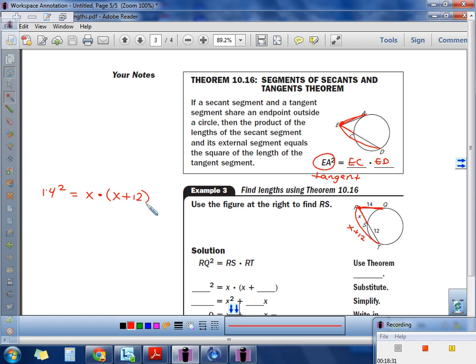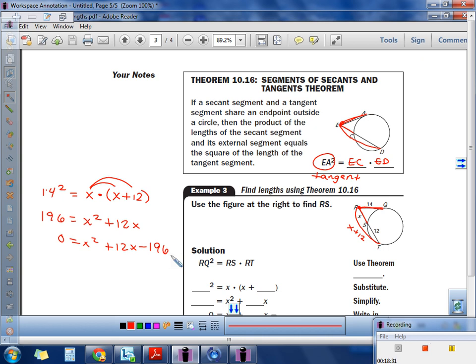Anytime you have an X on an external piece, it makes it a little more challenging, but it's still doable. Does anybody know 14 squared? Yeah, 196. The other part we need to distribute. X times X is X squared, and X times 12 is 12X. Now, this is tricky for some people because algebra's gone a long time ago. So what you need to do actually is solve, get everything on one side. So we got to move this 196 over with the other terms. So now it's going to look like this. X squared plus 12X minus 196.